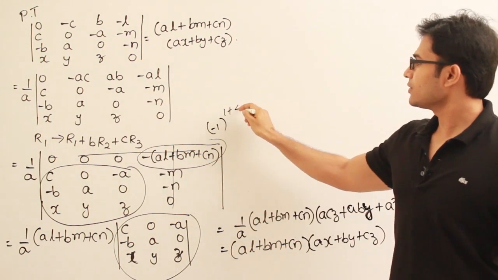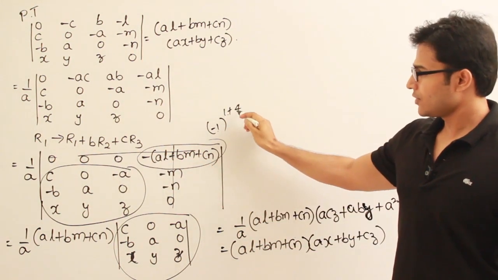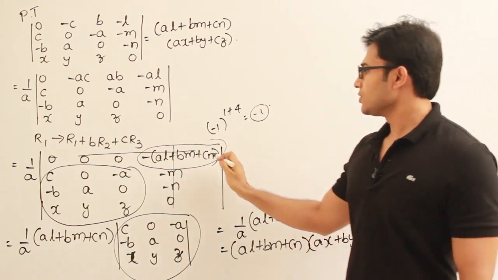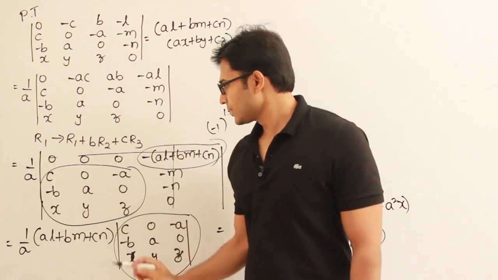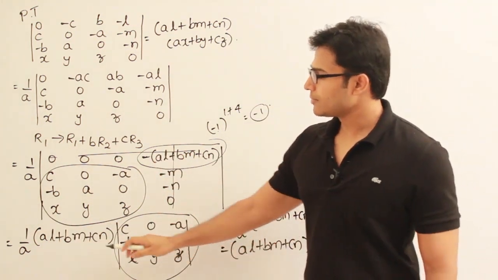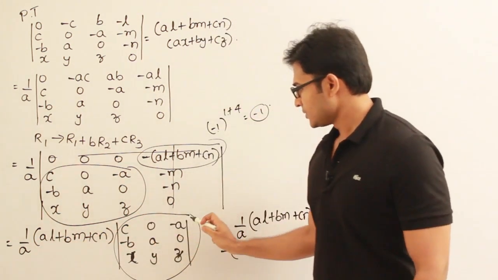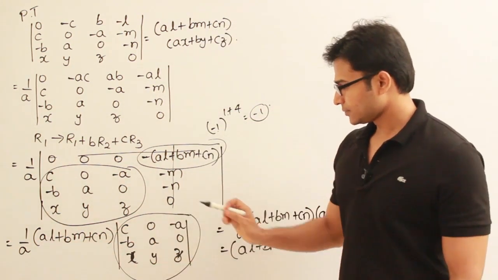Therefore minus 1 power first row and fourth column, which is nothing but minus 1. Therefore you need to multiply this with minus 1. So already minus is there. When I multiply with minus 1, it is going to be plus. So just be careful there. Okay, and this is the remaining matrix.